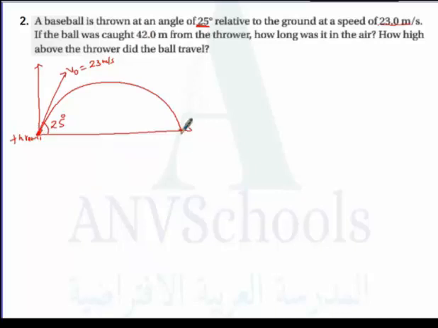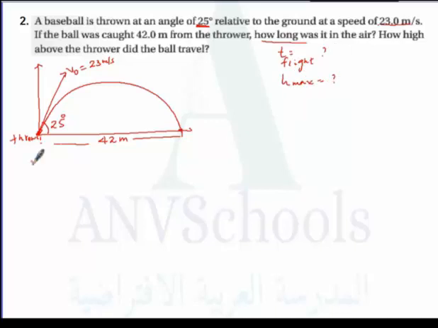It's caught here. So the total displacement is 42 meters. That's the range. So how long was it in the air? How high above the thrower? We are asked to find the time of flight, T of flight, and how high, H max, the maximum vertical height above the thrower point. So we want to find the time of flight.